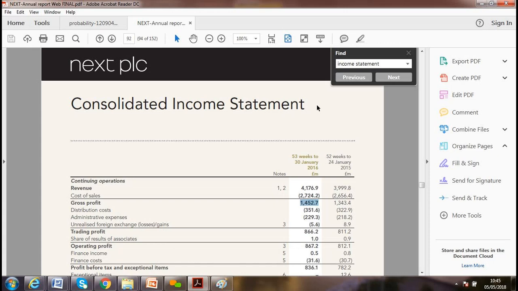So it is 0.34779. Times by 100, did we? Oh no. 34.77. So 34% is our gross profit.